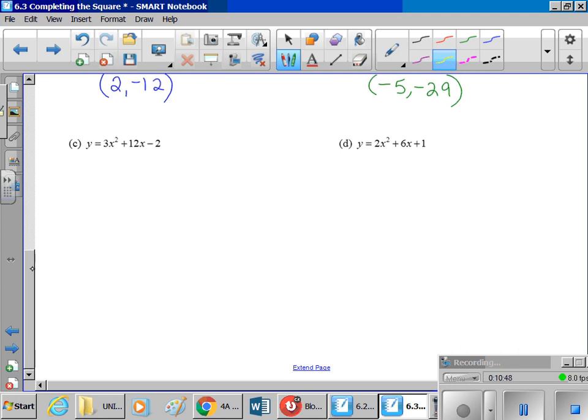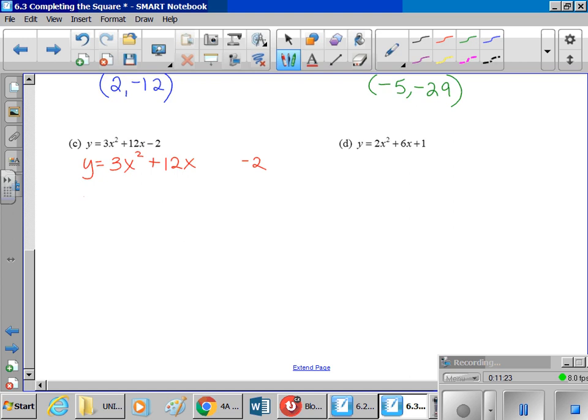Okay, now that we've gotten you comfortable with completing the square, we're going to change things up a little bit. Now we have a leading coefficient that's not equal to 1, which makes everything a little more confusing. So we're going to write y equals, and follow the same course that we did. But this time we're going to factor out the 3.